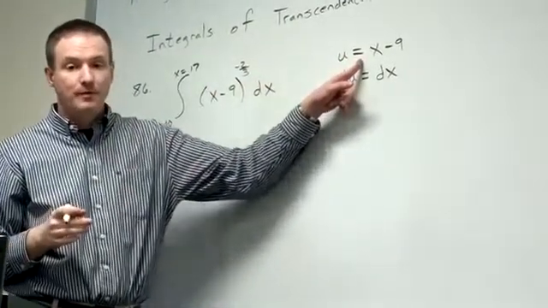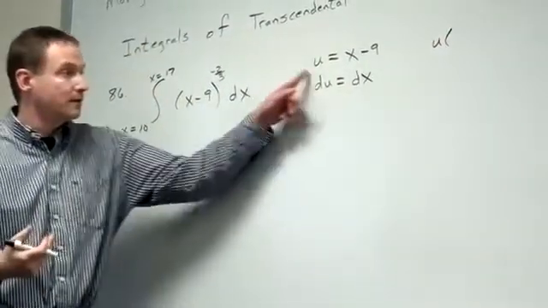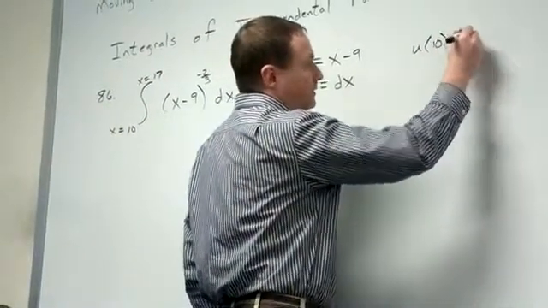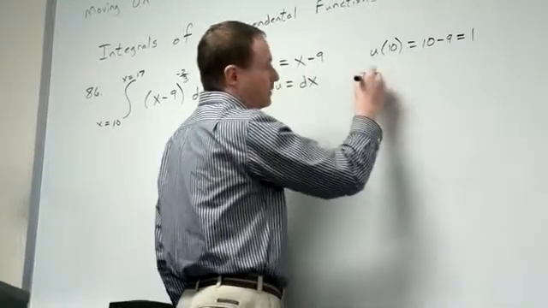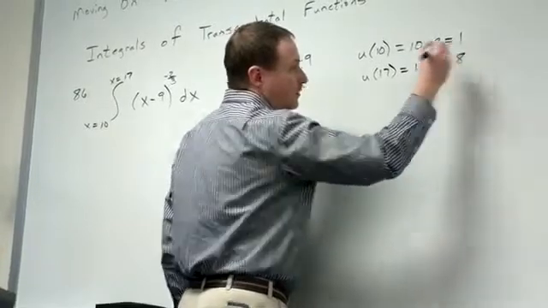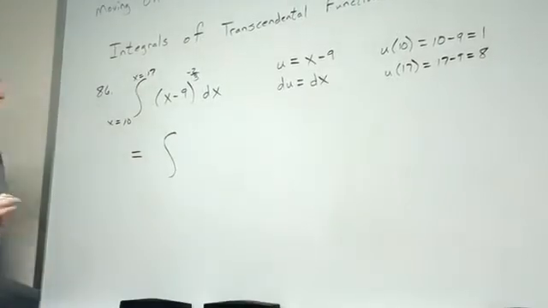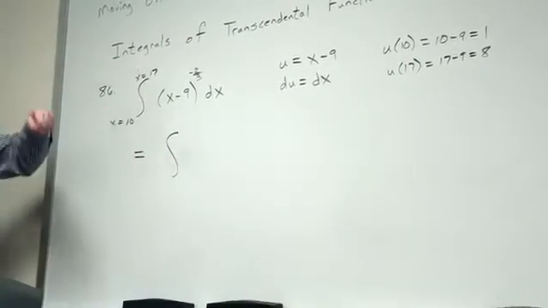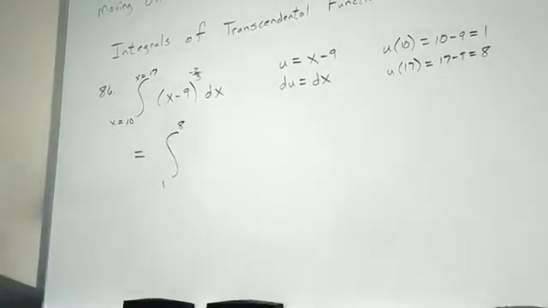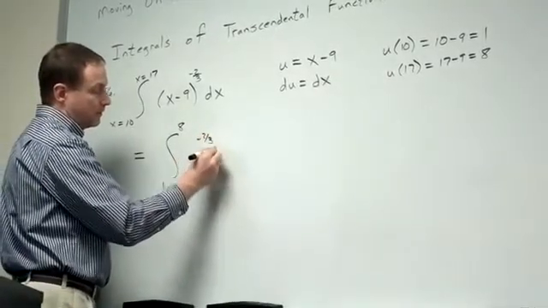So I would say, well, u is a function of x, you solve in terms of x, so what is u of 10? u of 10 is simply 10 minus 9, 1. u of 17 is simply 17 minus 9, or 8. So we'll say this becomes the integral, instead of 10 to 17, 1 to 8, and instead of the group x minus 9 to the negative 2/3, we just have u to the negative 2/3 du, since dx is du.